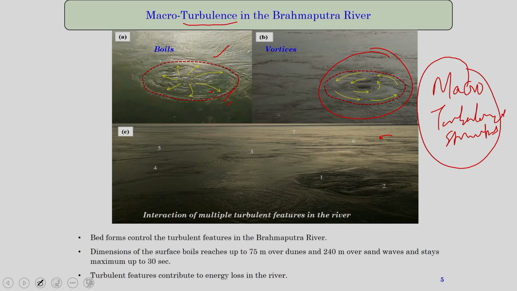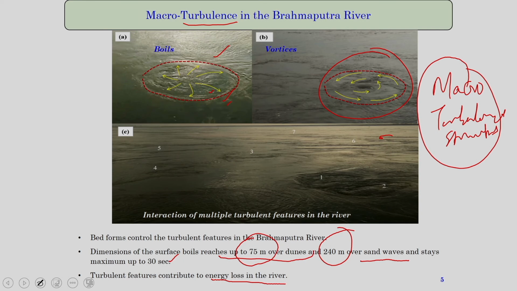Now if you look at this, what could be the dimensions? The dimension can go as high as 75 meters, or 240 meters above the sand waves. It works like sand waves and stays up to 30 seconds. These turbulent structures are visible in the Brahmaputra river during the floods. No doubt they are also responsible for the energy dissipations in the flow systems.